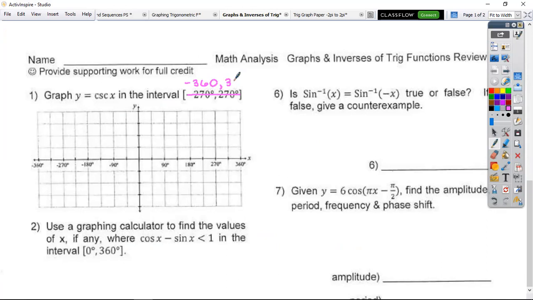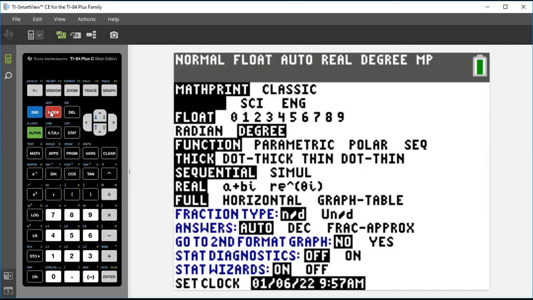So does that mean that my mode needs to be set to degrees or radians? Degrees, yes. So your calculator, you're going to make a conscious effort to hit mode and make sure you are in degrees. And again, if you're borrowing one from the back of the room, it will probably default back to radians. So check that. Okay. So I'm going to go to the calculator. Immediately hit mode and it's in degrees.